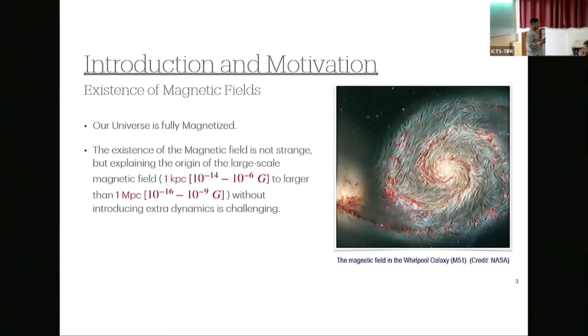When we look into the sky, we observe that our universe is fully magnetized. Very small astrophysical objects like planets and stars, to very large astrophysical objects like galaxy clusters, every object has some magnetic field. The origin of magnetic fields is very difficult to explain when we talk about magnetic fields with coherence length larger than kiloparsec and megaparsec scales. The existence of the magnetic field is not strange, but the current observational bound on these large scales, the galactic kiloparsec scale and megaparsec scales, is very difficult to explain without introducing any extra physics.